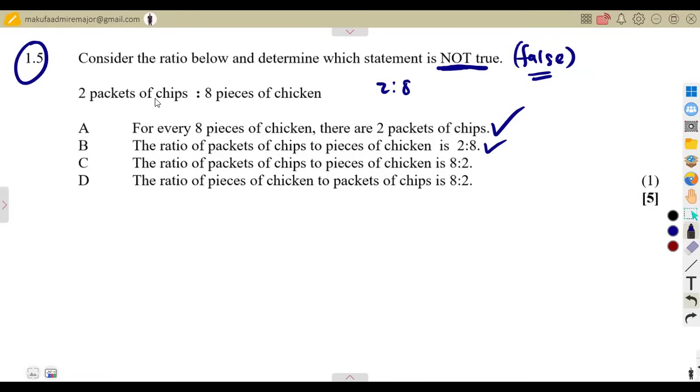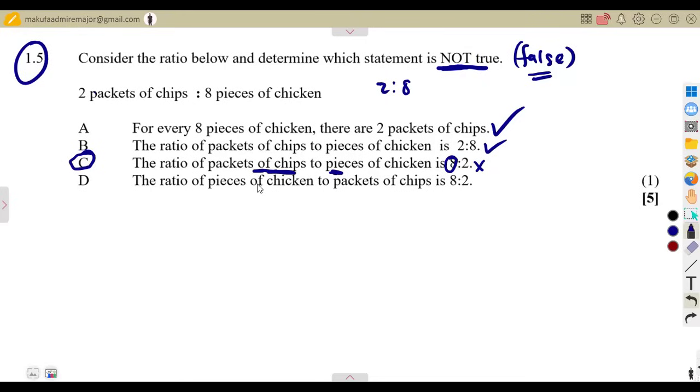The ratio of packets of chips to the pieces of chicken, it's 8? No, the packets of chips, that's the first thing, there are 2, not 8. So this is wrong. Meaning to say this is the one that is not true, it's false.